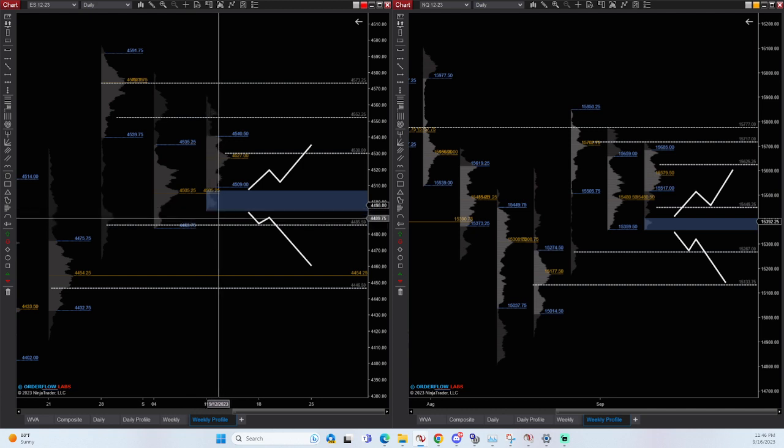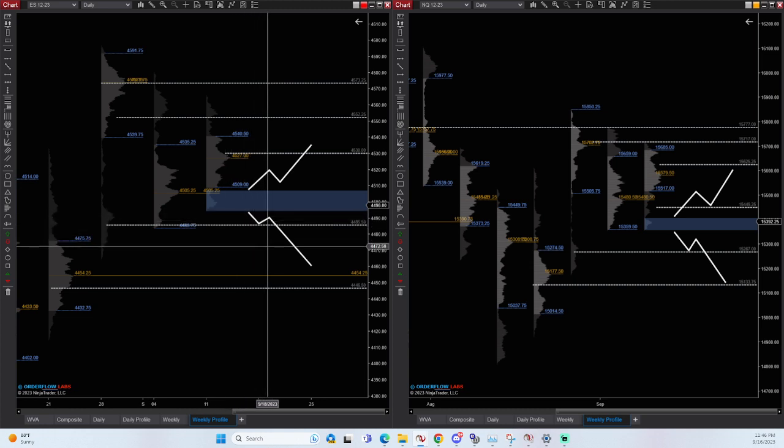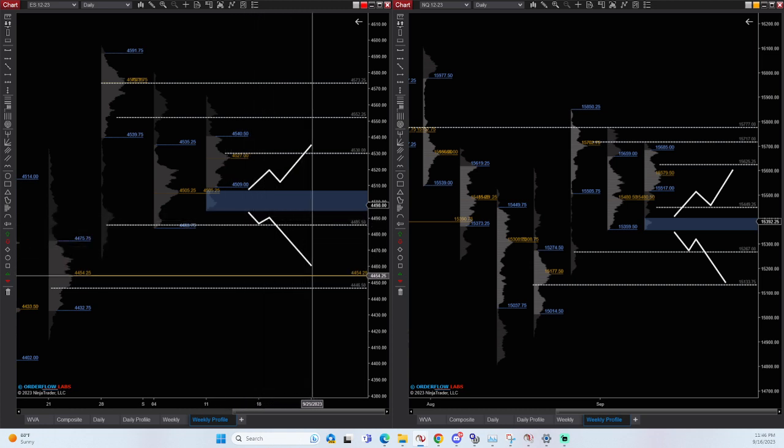I would be looking for a build, being Friday's low as well as the previous week low, 84 area. If we get a build, I will anticipate a push down to this weekly POC, naked POC that we have.